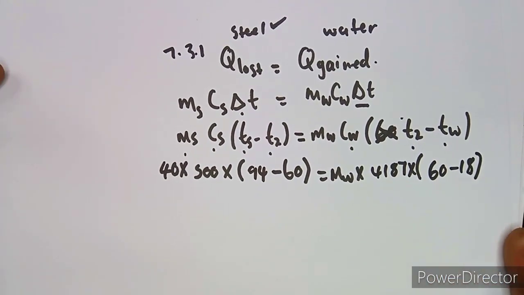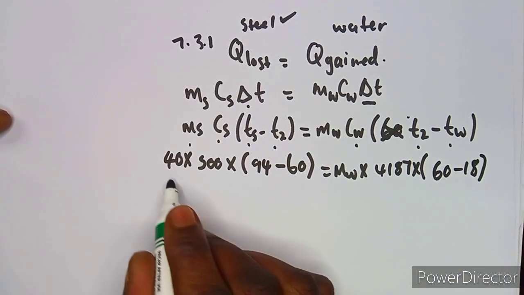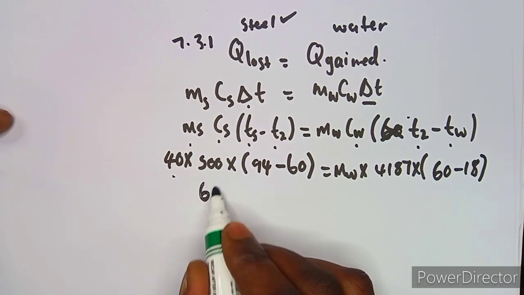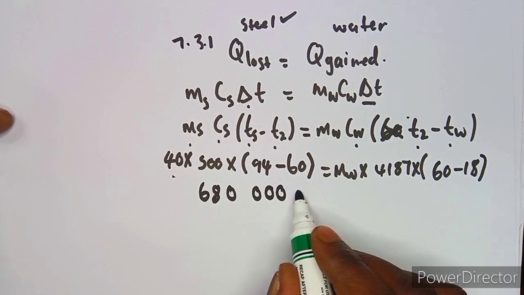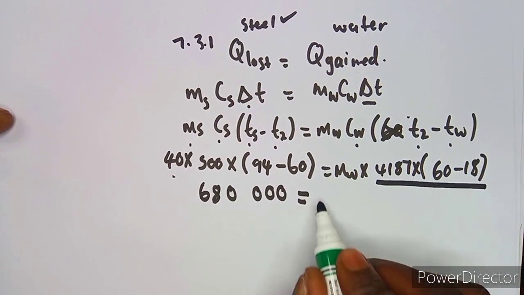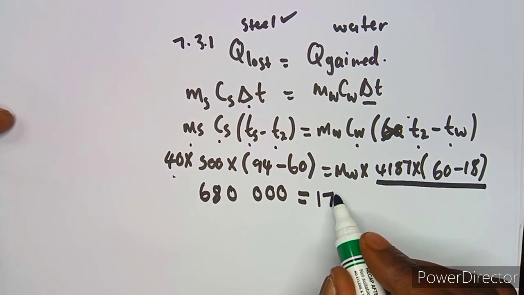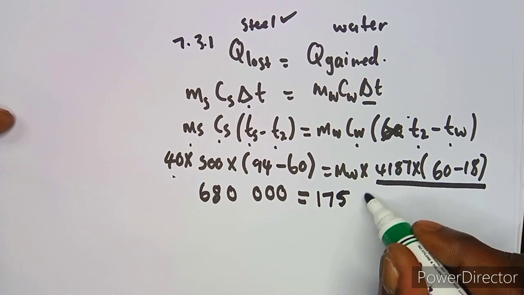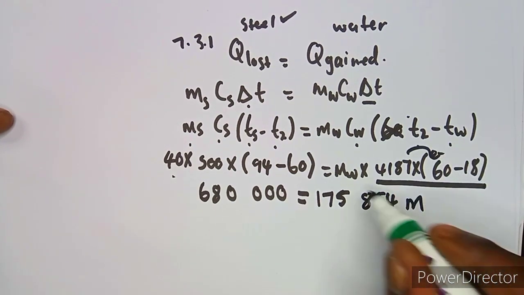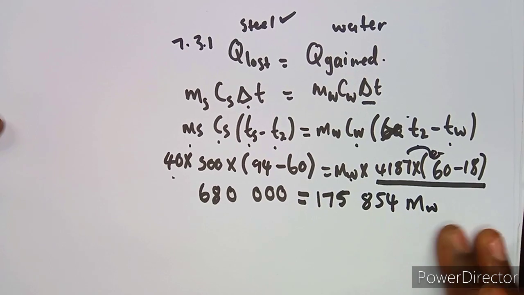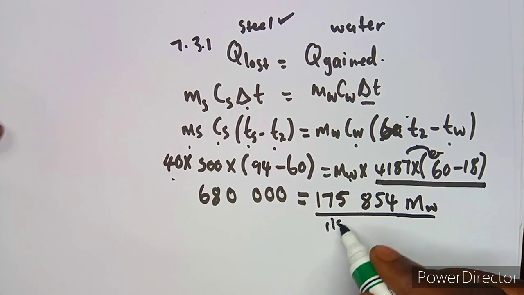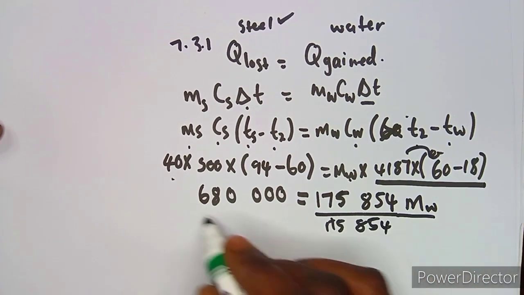What I'm advising you to do, guys, is to use your calculator at once to simplify this whole value. So you multiply, open bracket like that. You're going to obtain something like 680,000, which is equal to, you multiply also these, and you are going to obtain 175,854 times the mass of water. So in order to find the mass of water, you divide both sides by 175,854.